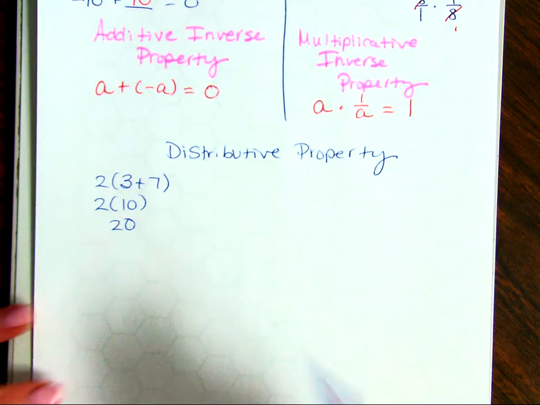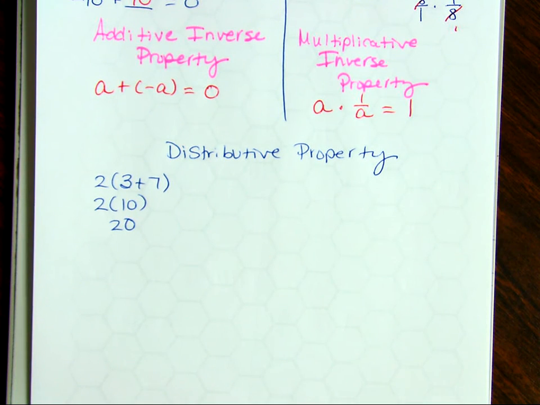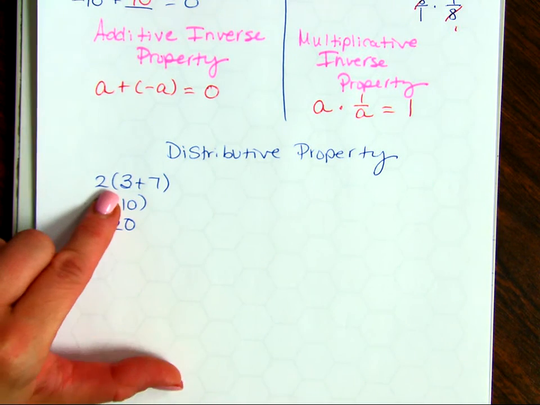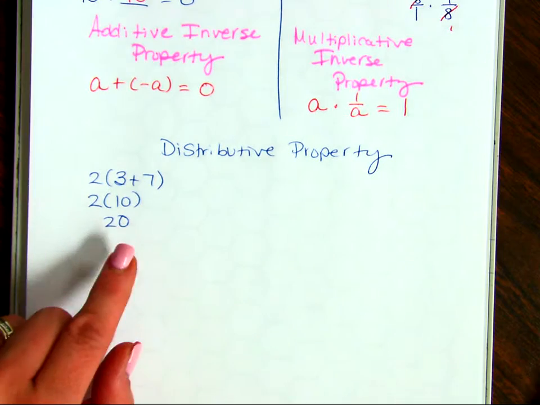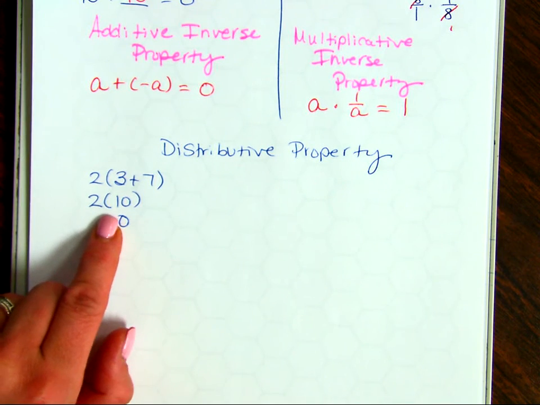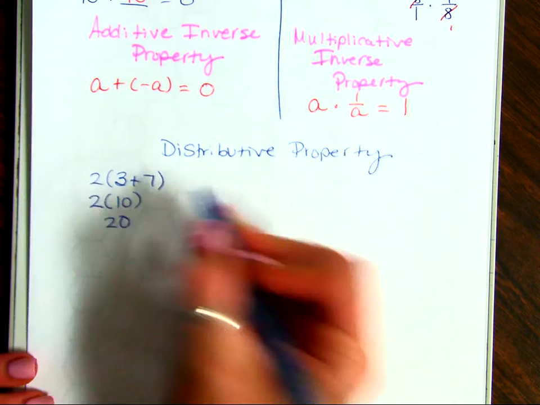And I do want to point something out real quick. I'm not adding like I was here. See how I have a plus sign in front of this parentheses? That means add. With no plus sign in front, you're not adding, you're multiplying. So this says that, okay?